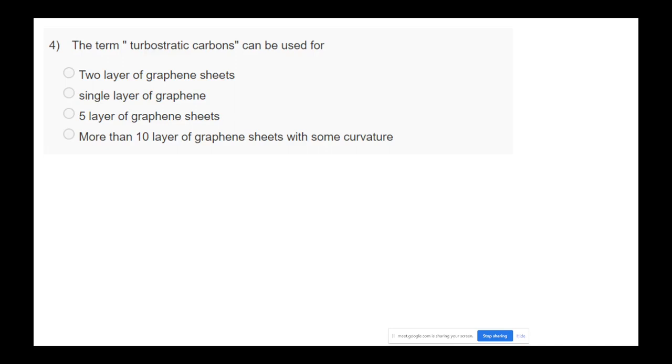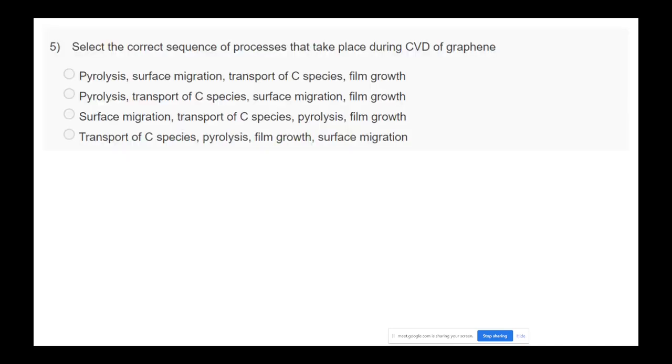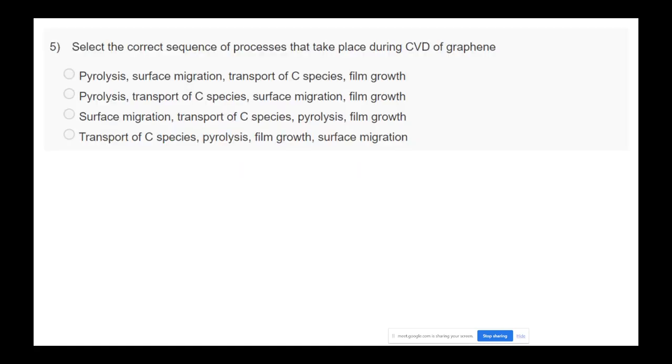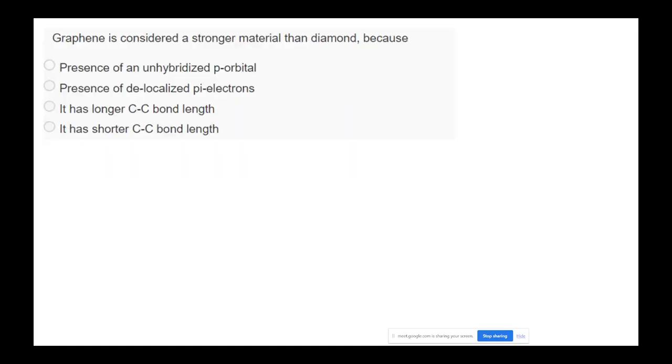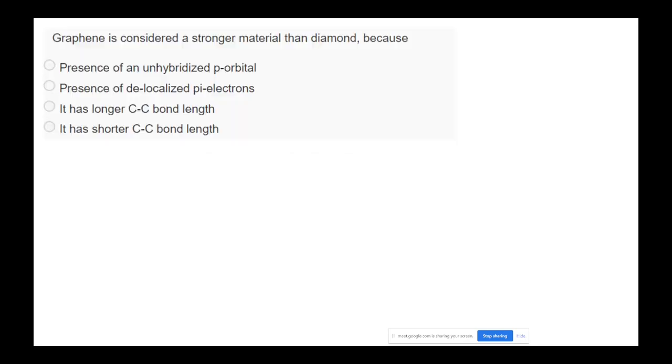Turbostratic carbons can be used for more than 10 layers of graphene sheets with some curvature. Select the correct sequence of processes that takes place during CVD of graphene. Here the first thing is pyrolysis, then the transport of carbon species, then the surface migration, then the film growth. This we will be seeing in the next lecture. Graphene is considered a stronger material than diamond because it has a lower C-C bond length. In graphene it is 1.42, in diamond it is 1.54, so it is lower, and that's why it is stronger.